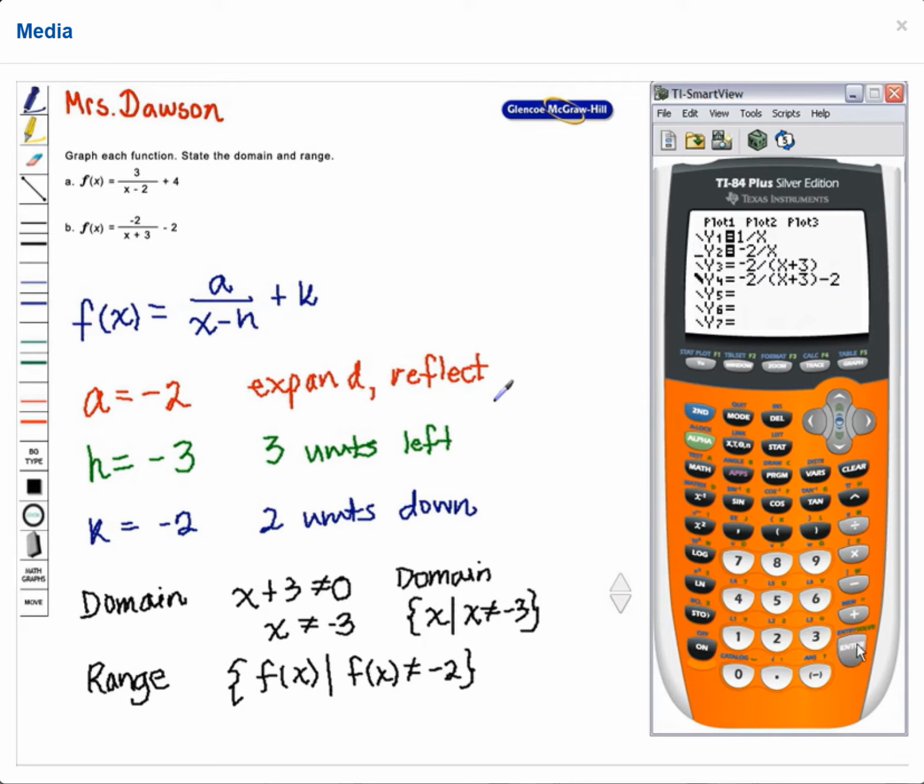So you're back to the original, and then y3 we'll put bold and turn it on. The x plus 3 in the denominator, we're expecting a shift or translation of 3 units to the left. So you can see 1 over x, negative 2 over x, and now we've shifted 3 units to the left, and we have negative 2 divided by x plus 3. We'll make that one normal.